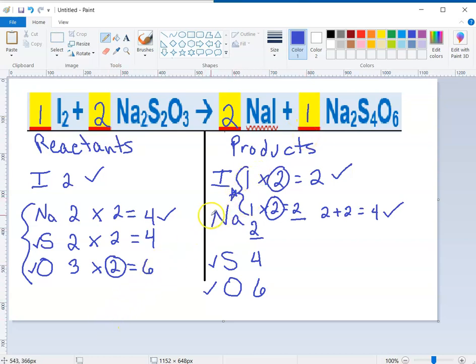It's balanced, and this is the work I should see on your worksheet, the 8.09 worksheet.